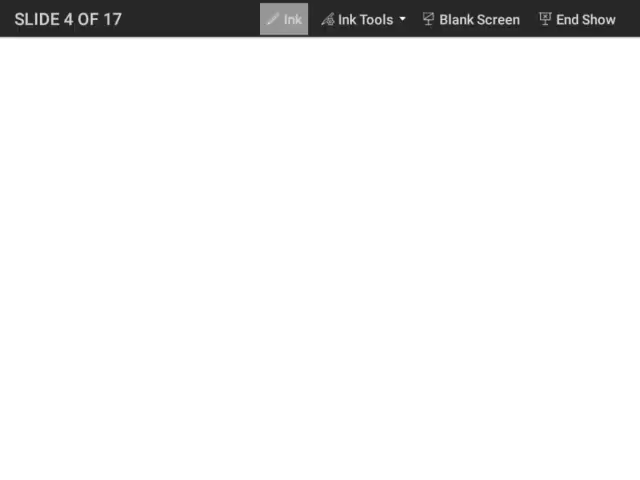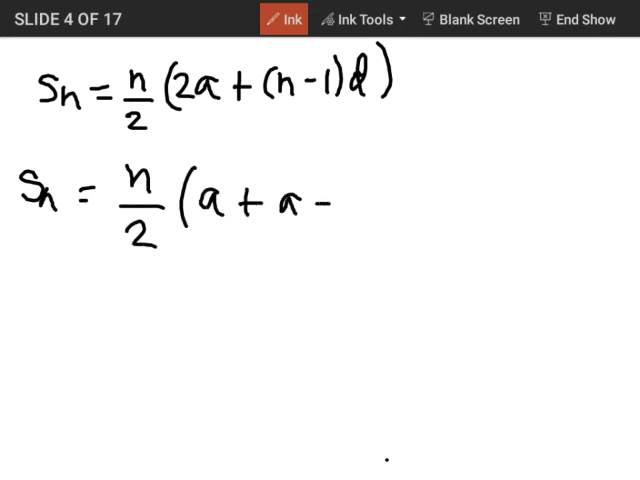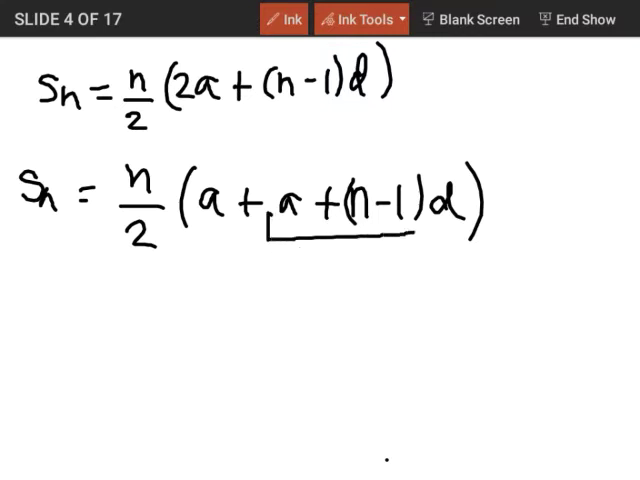I hope that this is clear. Now interestingly, the formula that we just got is Sn equals n by 2 times 2a plus n minus 1 into d. Again, I'm just expanding this. Can I write this as a plus a plus n minus 1 into d? Can I write this? Now if I can write like this, tell me which term is this.